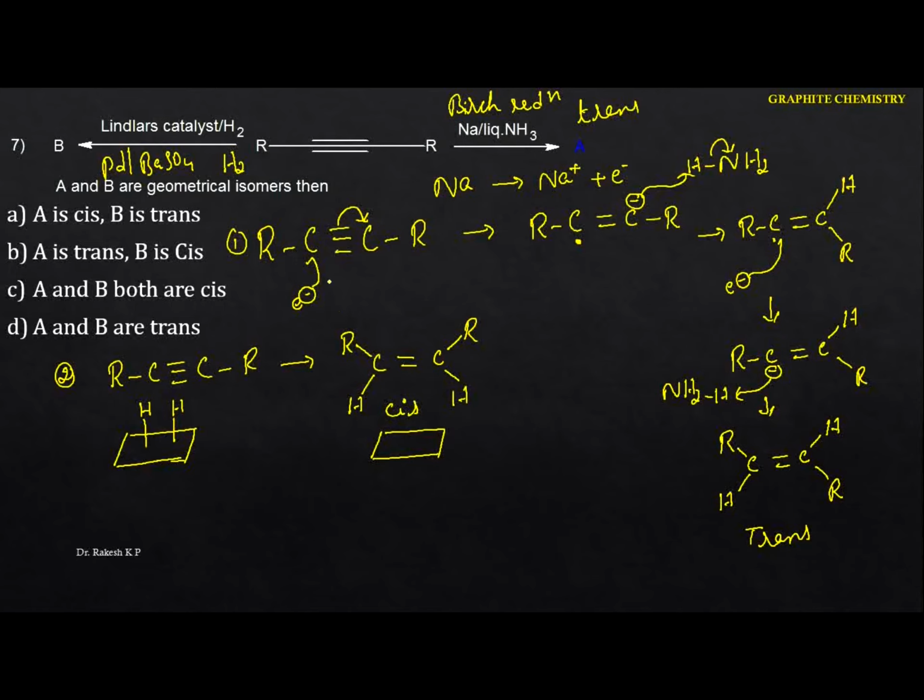Remember one thing here. Alkynes treated with Lindlar's catalyst always give you the cis product. Birch reduction, with sodium or else lithium, gives the trans. Hence A is the trans, and B is the cis. So the correct option is B. A is trans, B is cis. Okay, next one.